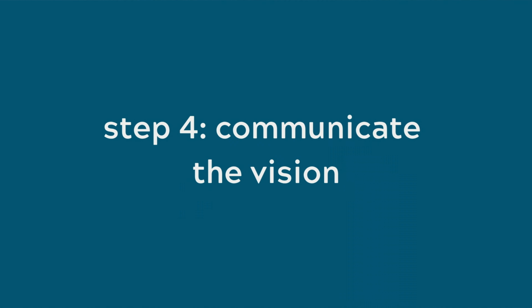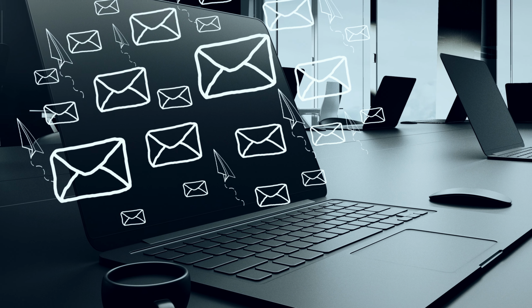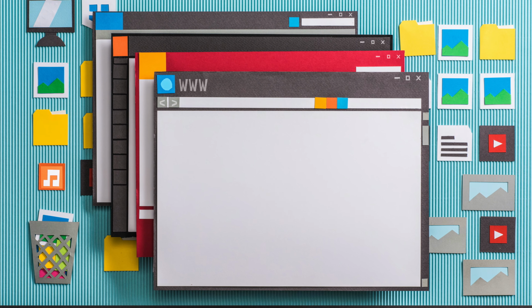The fourth step is to communicate the vision. Once the vision is defined, it needs to be communicated consistently and frequently. One of the biggest mistakes organizations make during change initiatives is under-communicating. In higher education, communication might include department meetings, town hall events, email updates, campus newsletters, websites, and training sessions. The key to good communication is repetition and clarity. People need multiple opportunities to hear about the change and ask questions.